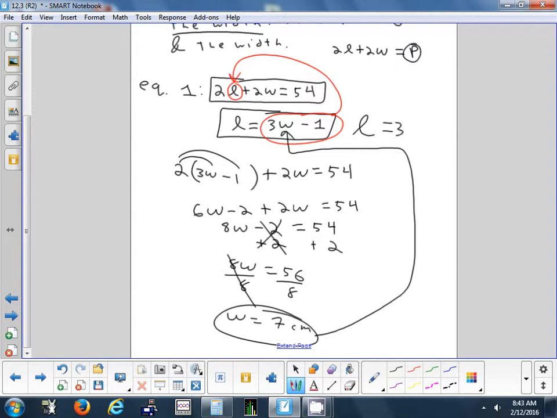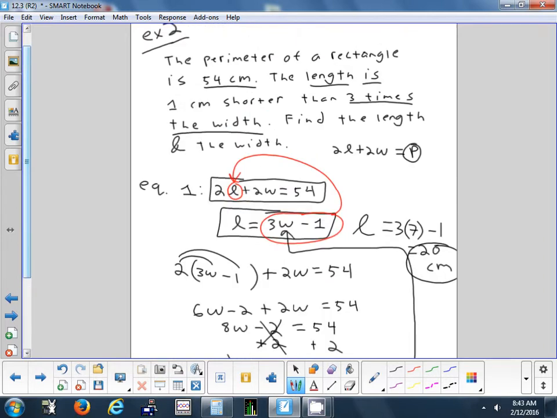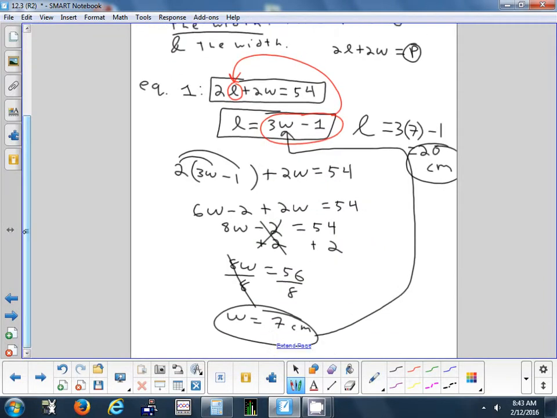Okay. So what are we filling in for W? So 3 times 7 minus 1. What's 3 times 7 minus 1? 20. And that is my length. Okay, so my width is 7, and my length is 20. Right? And if we had these two numbers, it would make everything here work. You could check it. The perimeter would be 54, and the second equation, everything works perfect. Okay, so any questions on that one?